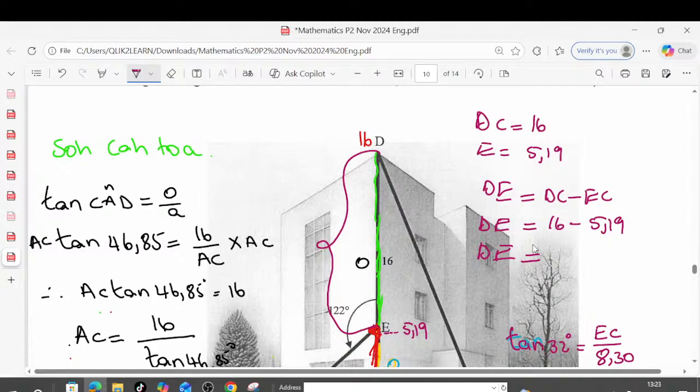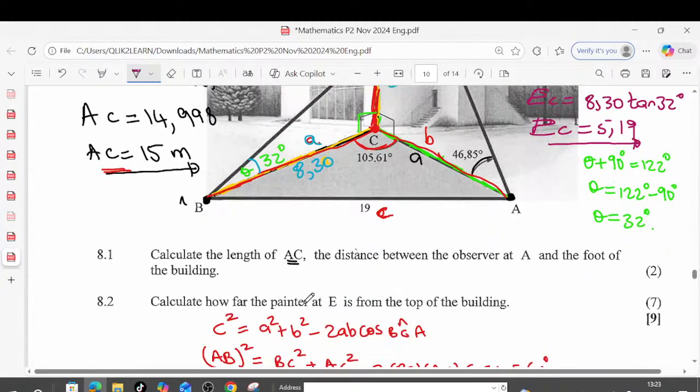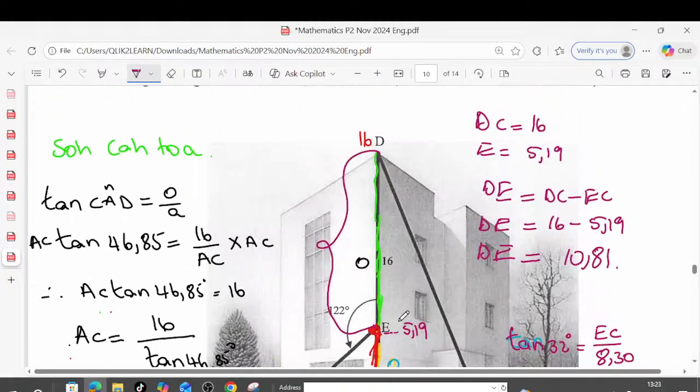16 minus 5.19, we get 10.81. So when they ask how far the painter at E is from the top of the building, this at E is 10.81 meters away.